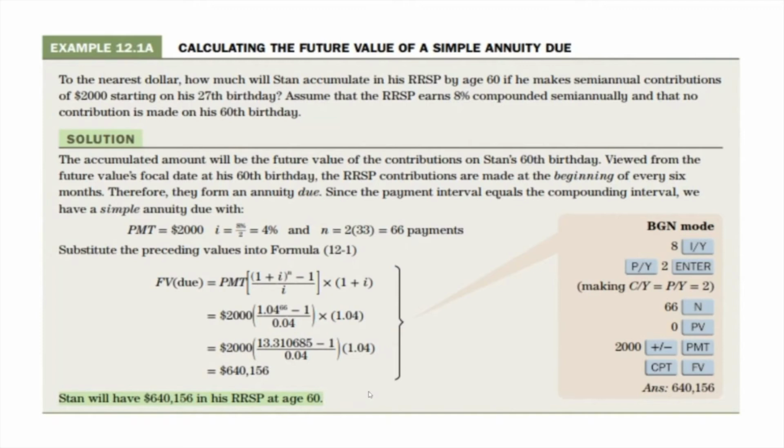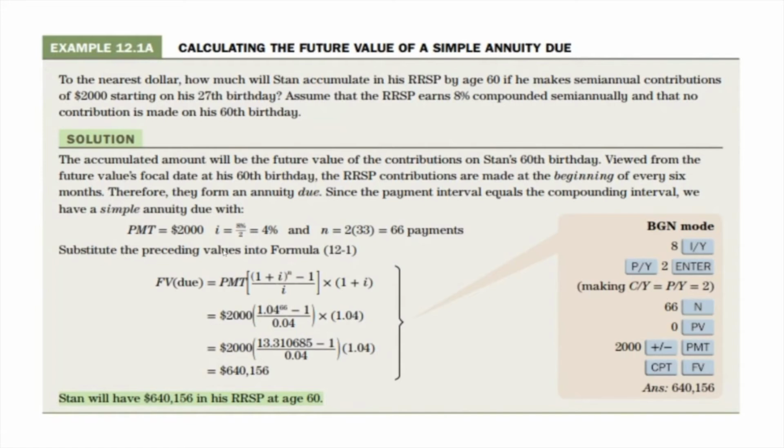So, for example, the payment is $2,000. The interest here, it says, is 8% compounded semi-annually. So we have to divide that by 2 in order to get the periodic interest rate, which turns out to be 4%. And the total number of periods, well, there's 33 years, 2 payments a year. 33 times 2 is 66 payments.